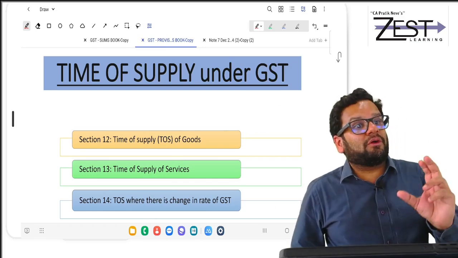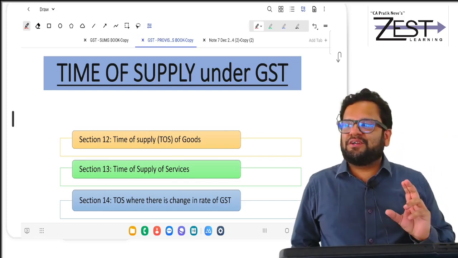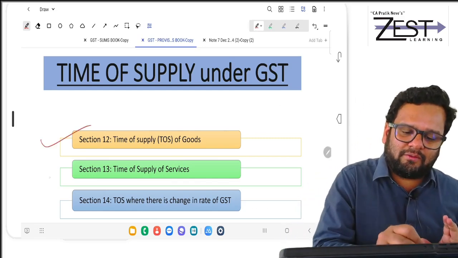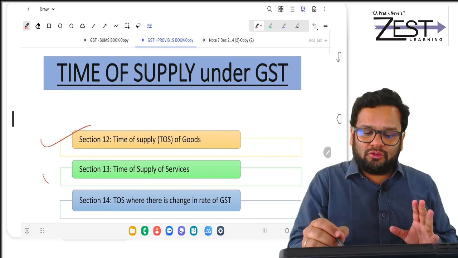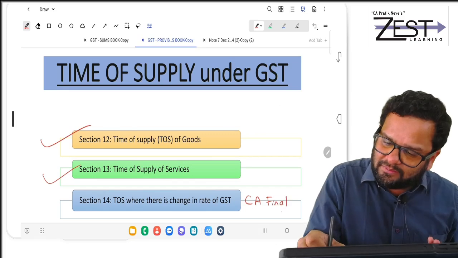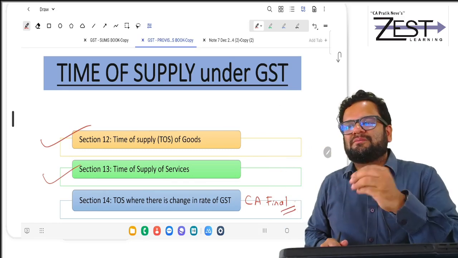Let's try to understand the practical importance of this topic. First of all, it's covered in sections 12 and 13. For you, section 14 will be at the CA final level. So, moreover, this topic becomes very simple for you.